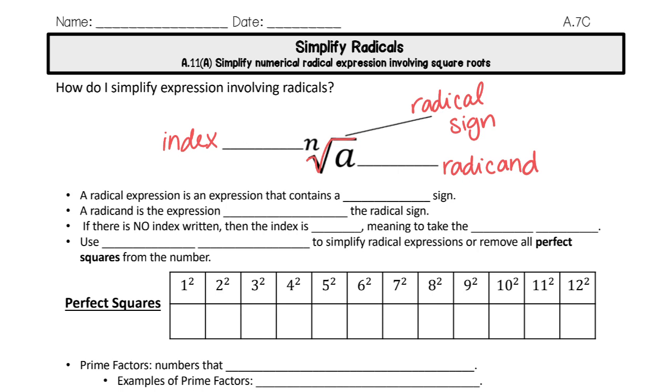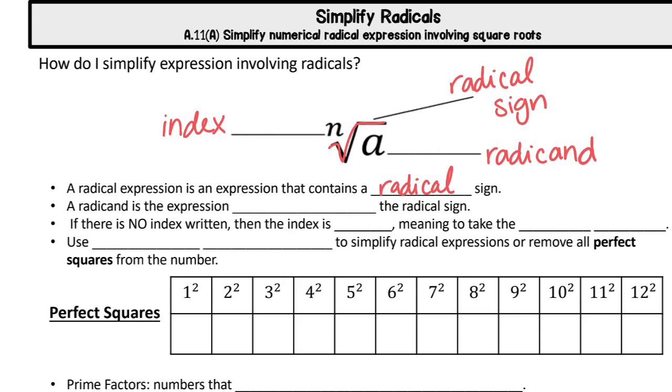A radical expression is an expression that contains a radical sign. A radicand is the expression under the radical sign. And if there is no index written, then the index is 2, meaning to take the square root, which is what we will be doing today.